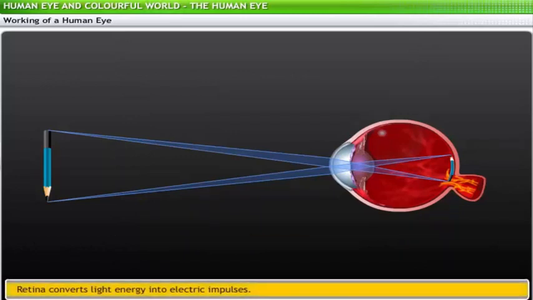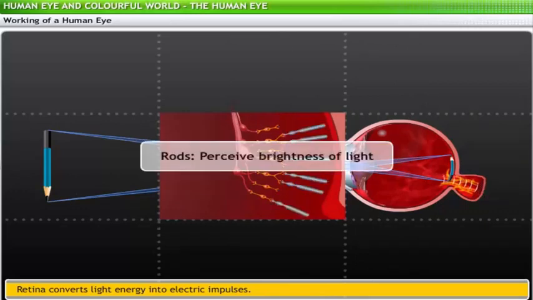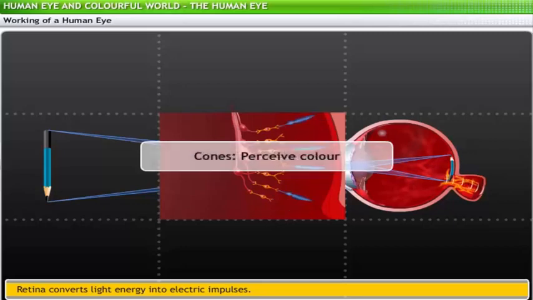The retina converts the light energy of the image into electrical impulses, using light-sensitive nerve cells called rods and cones. The rod cells are responsible for the perception of the brightness of light, and the cone cells for the perception of color.